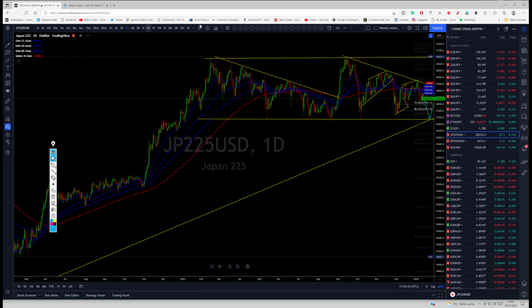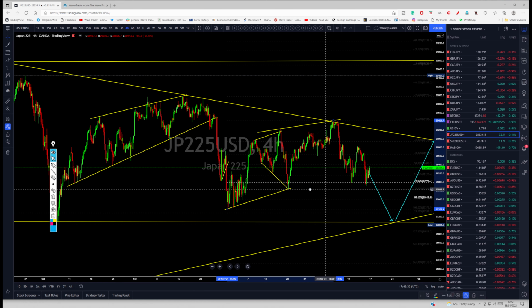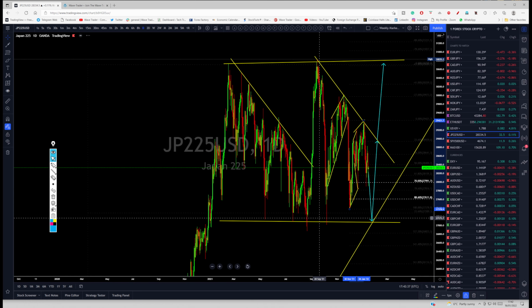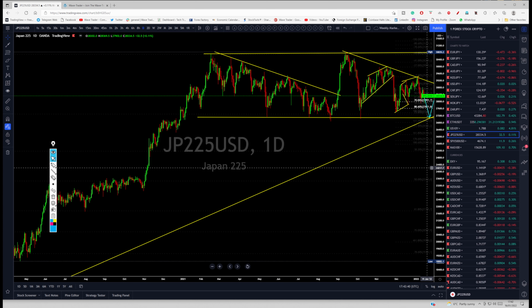All right, so the Nikkei index is to keep dropping lower all the way back to the previous bottom and finish the daily move.